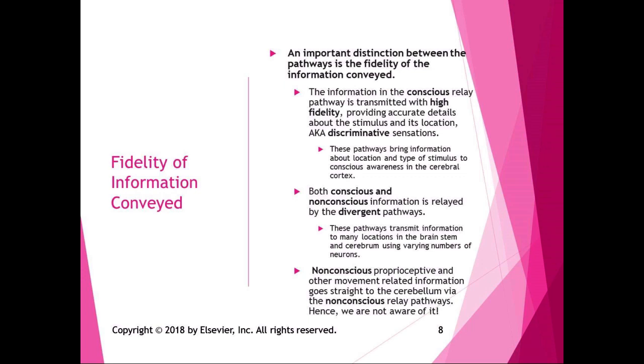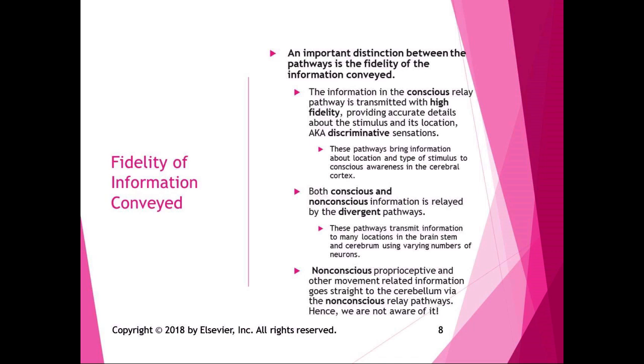Both conscious and non-conscious information is relayed in the divergent pathways. It's called divergent because the pathways go lots of different places. They end up at different places in the brain. Some of them are carrying conscious information, some of them unconscious or non-conscious information. The divergent pathways transmit information from many locations in the periphery to many locations in the brainstem and cerebrum, and they use varying numbers of neurons. Remember we said that if you have more synapses, it slows the information down. So if you have more neurons, you have more synapses, and the information might not get there as quickly.